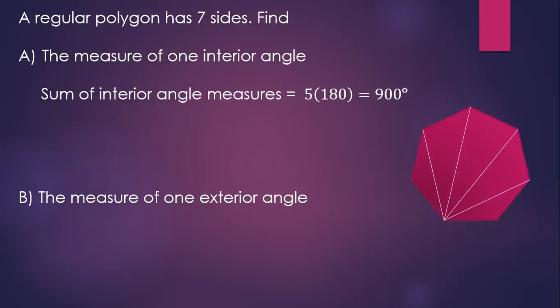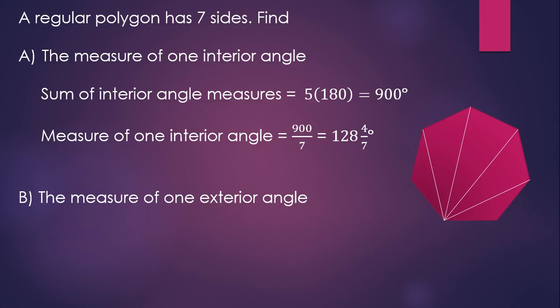But we want the measure of one angle. Since all 7 angles are congruent, and that's because this is a regular polygon, we can take that 900 degrees and divide it into 7 equal parts, and we'll see that each interior angle has to measure 128 and 4/7 degrees.